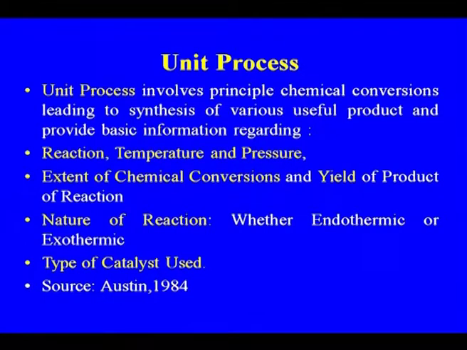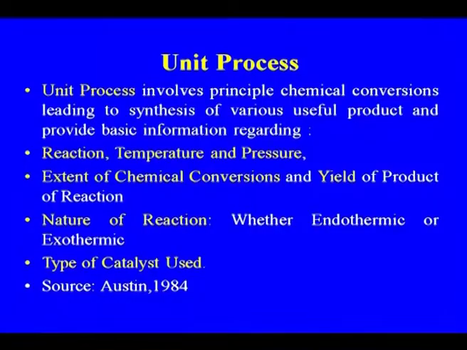So the chemical process is a combination of unit processes and unit operations. Unit process involves the principal chemical conversion leading to the synthesis of various useful products, and provides basic information regarding reaction, temperature and pressure. This is the initial stage of how chemical engineering developed: from chemistry to industrial chemistry to chemical technology, and then to chemical engineering. Some information about the various processes was available earlier, but how to separate the products, how to improve the yield through catalyst development, how to control temperature, and the instrumentation part, all those developments came only because of the chemical engineering curriculum.